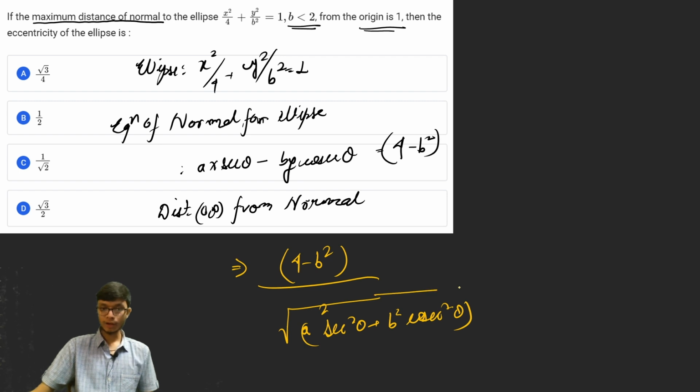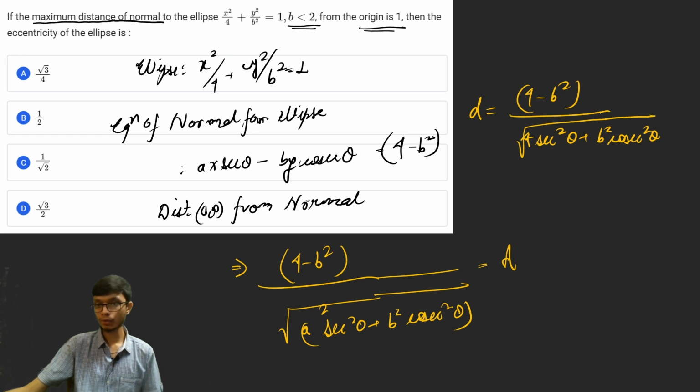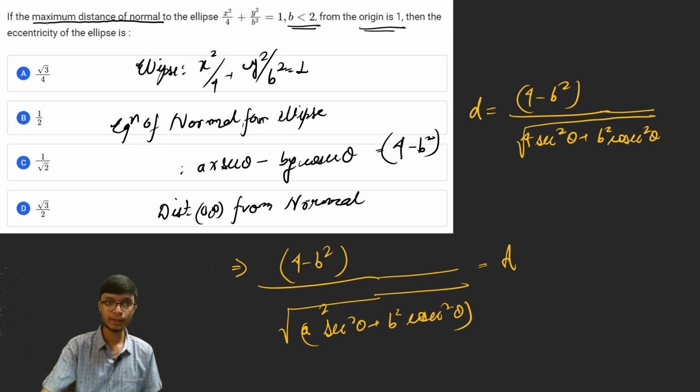Okay, and a square value is basically equal to 4, and that is the distance d. Now, the distance d is equal to (4 minus b square) divided by the square root of (4 sec square theta plus b square cosec square theta). That is the value of d. Now this particular value I have to maximize, the maximum distance.